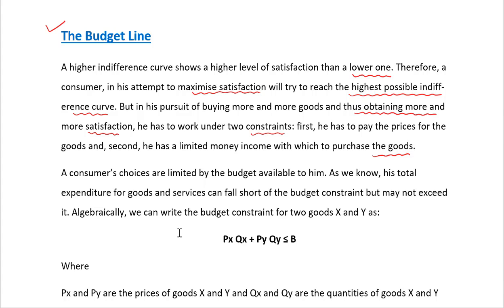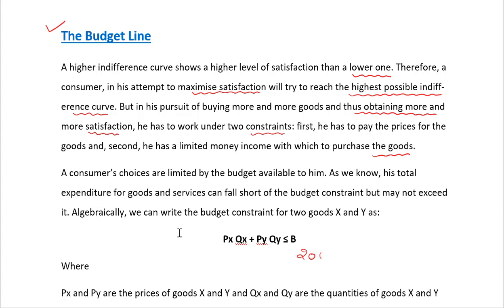A consumer's choices are limited by the budget available to him. As we know, his total expenditure for goods and services can fall short of the budget constraint but may not exceed it. Algebraically, we can say that price of X multiplied by quantity of X plus price of Y multiplied by quantity of Y should be lower than or equal to the budget.